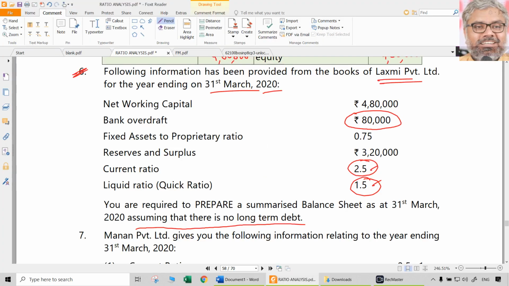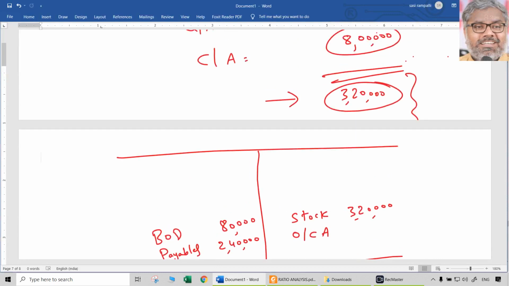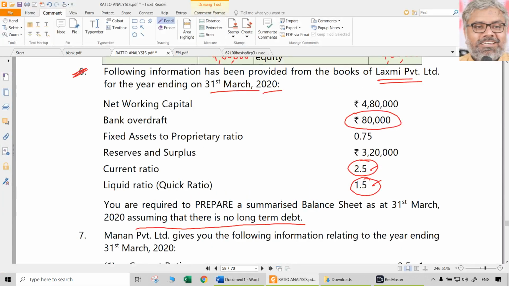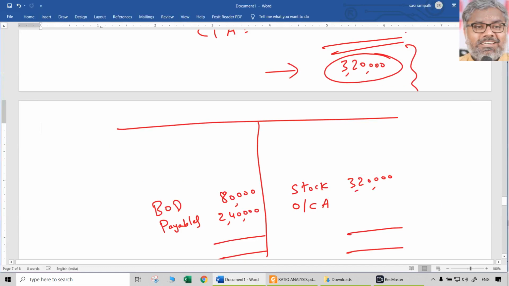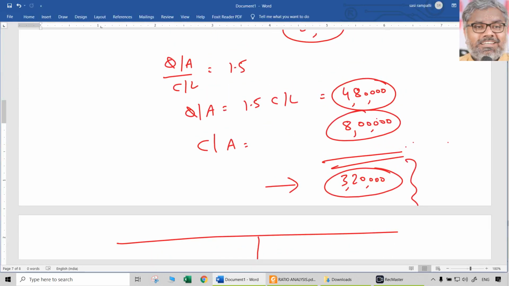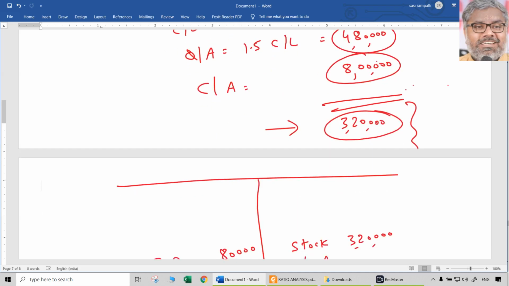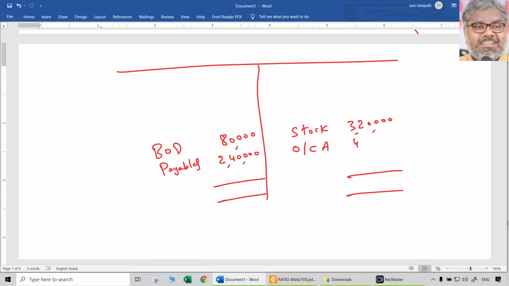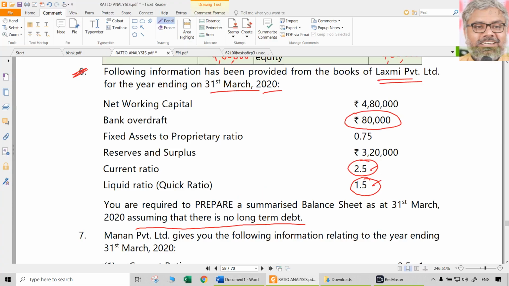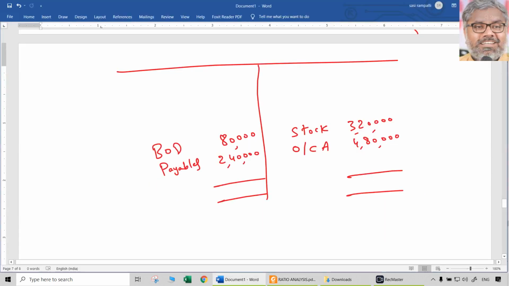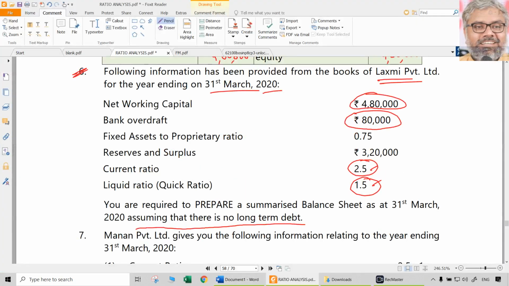Other current assets other than inventories are how much? That we have already found out as quick assets, that is 4,80,000. So 4,80,000 plus 3,20,000, total of current assets is 8 lakhs, minus 3,20,000 total of current liabilities, working capital was 4,80,000. Once again, that's what was given. So some things on the asset side and liability side are known now.